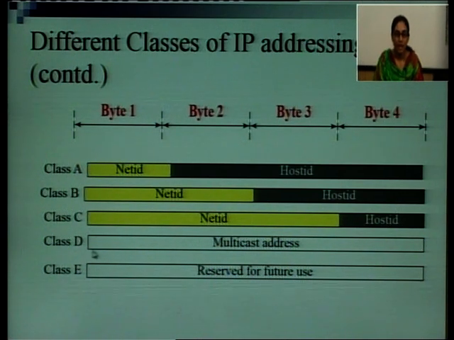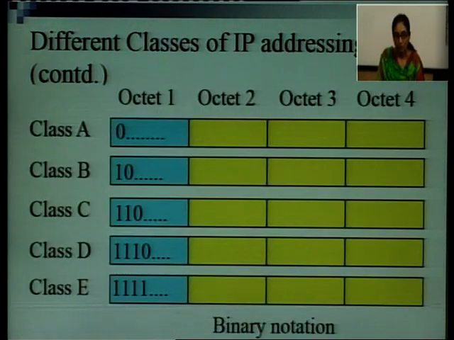In case of class D, we use a special address, that is multicast addressing, and in case of class E, we reserve that class for future use. So this is the diagram which shows how many bytes are used to identify the network ID and how many bytes are used to identify the host ID. On the basis of these, we can define the different ranges of the classes.